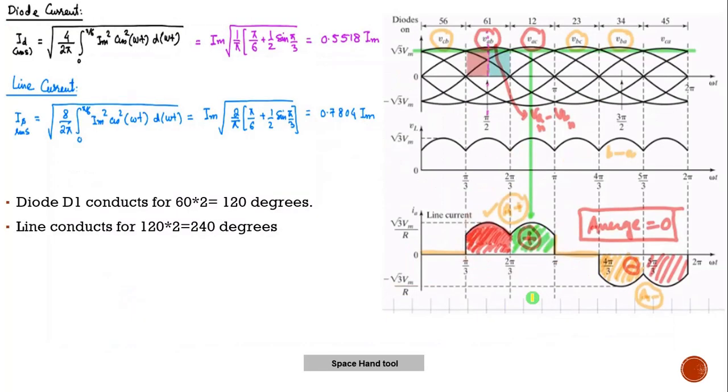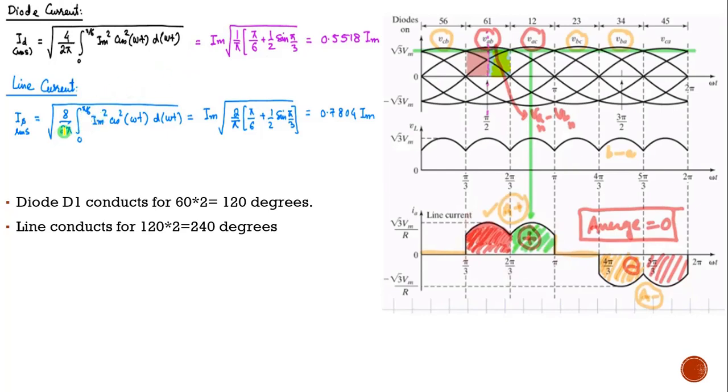Coming to the diode current, if I take this as the reference line, I can write ID RMS will be equal to, this is one part, this is another part. Diode 1 will be conducting for this 60 degrees and this 60 degrees, so in total 120 degrees this diode is conducting. So 1, 2, 3, 4 parts will be there, so it should be multiplied by 4 by 2 pi. The interval is 60 in total, so half of 60, that is 30 degrees. So 0 to pi by 6, Im square cos square omega t d omega t. Solving we will be getting 0.5518 Im, and that is the diode RMS current.